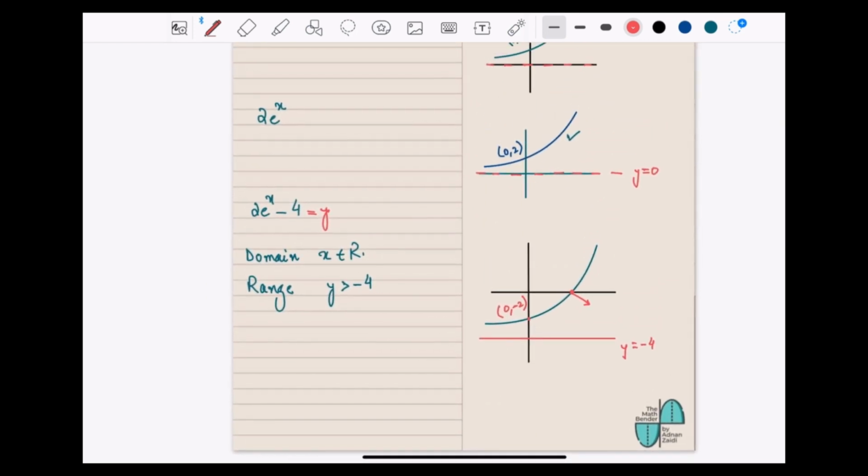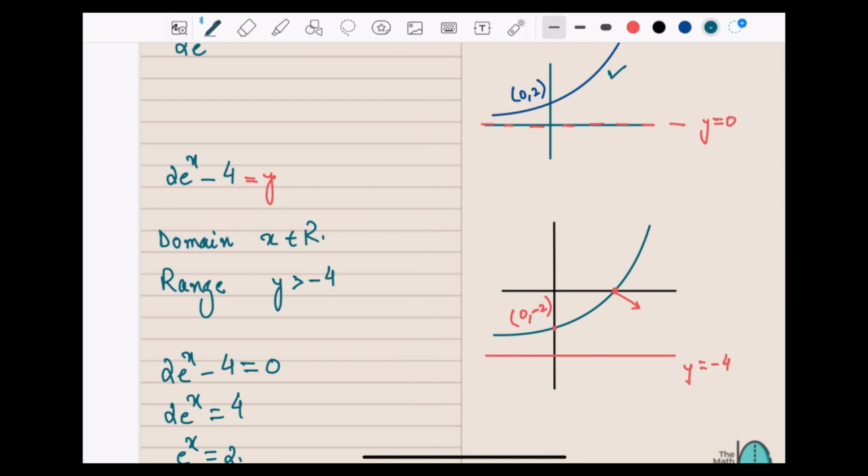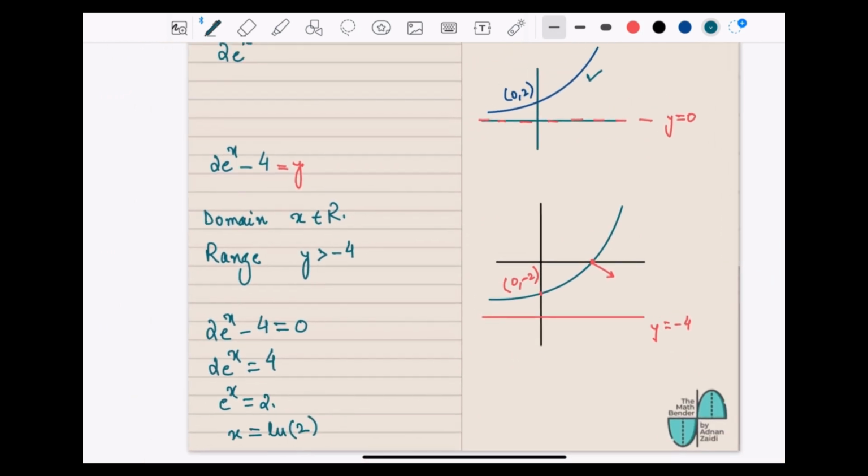So if we have to find that out, let's see how we can work on that. 2e to the power of x minus 4, if I replace with 0, this becomes 2e to the power of x equals 4. E to the power of x equals, dividing both sides by 2, 2, and x equals ln 2. You can refer to the lecture on logarithms to get an idea how I did that. So this point here is (ln 2, 0).